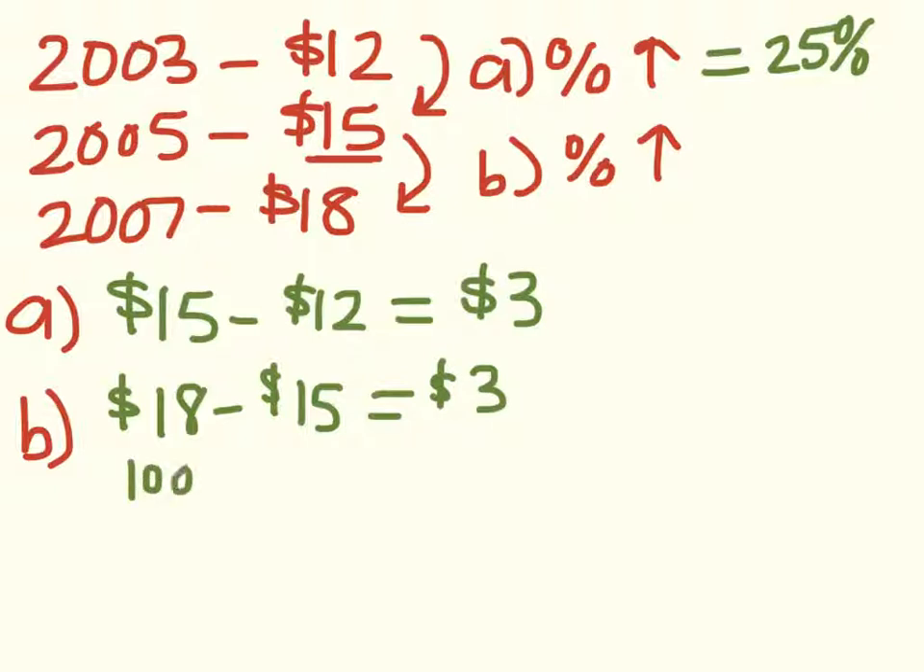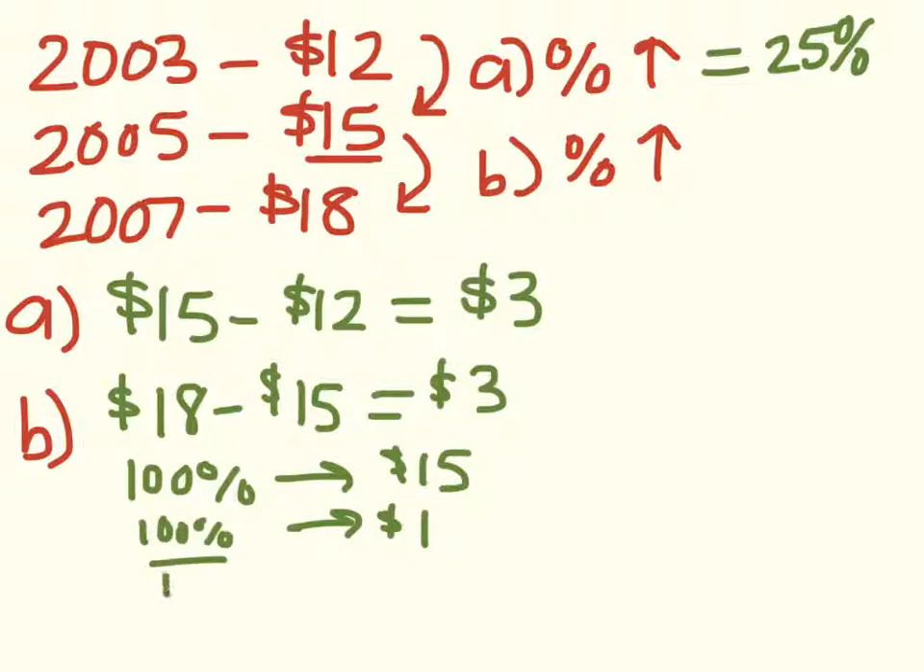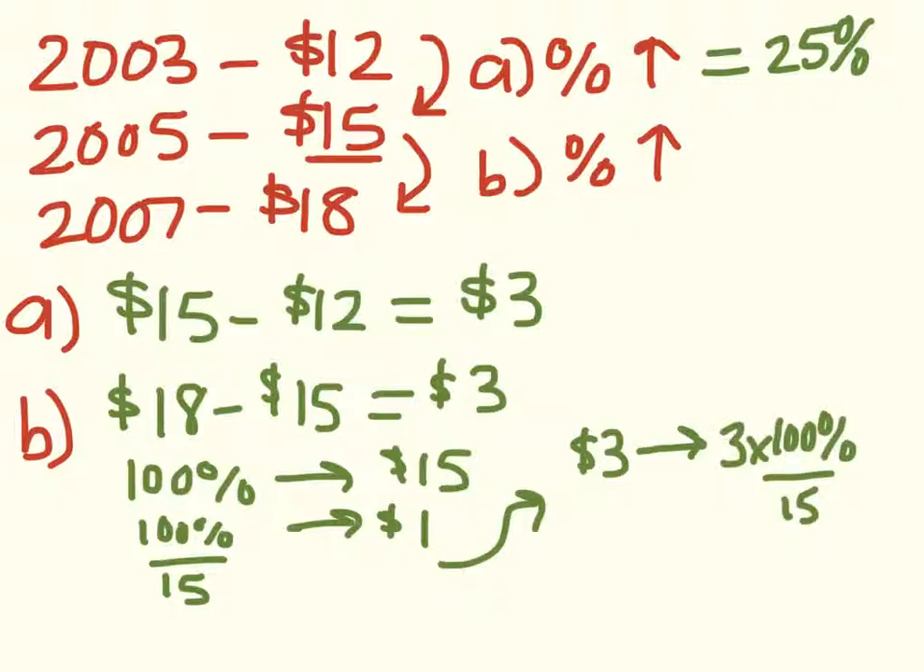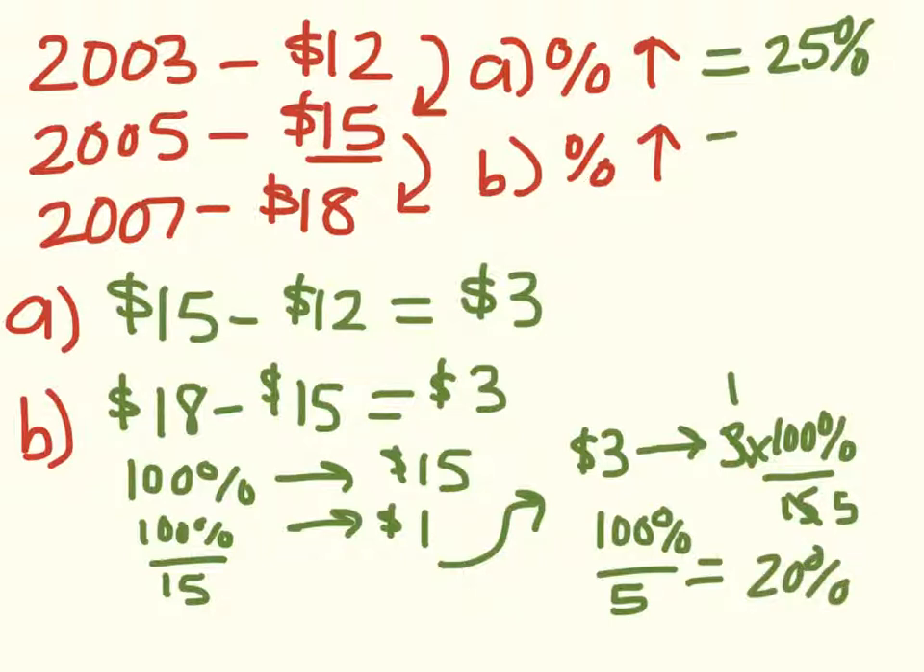So if 100% equals $15, then $1 is valued at 100% over 15. And I'm going to come over here to give us a little more room. So $3 would represent 3 times 100% over 15. Cross reduce to get 1 and 5, or 100% over 5. So our final answer will be 20%. The price increase between 2005 and 2007 is 20%.